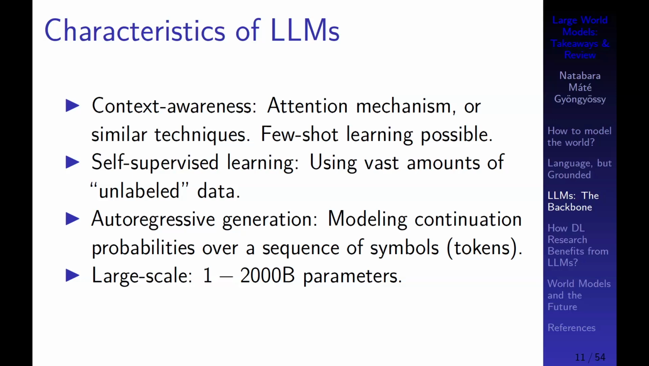Then the second characteristic is that we have self-supervised learning. As Balázs has shown, we are just masking out some data in different manners, and we don't have to label manually. We can learn a good baseline from these unlabeled data sets, and then we can refine it. Then autoregressive generation is one of the most prominent techniques for generative models, where we basically model continuation probabilities over a sequence. And of course, large scale is in the name. We are talking about 1 billion to 2,000 billion parameters nowadays. From these 2,000, usually a few hundred are active parameters, but we will be back to that.